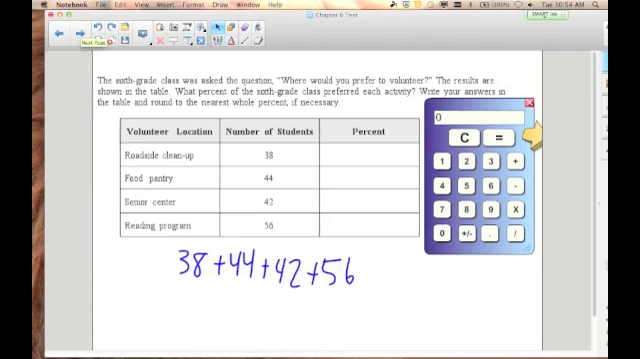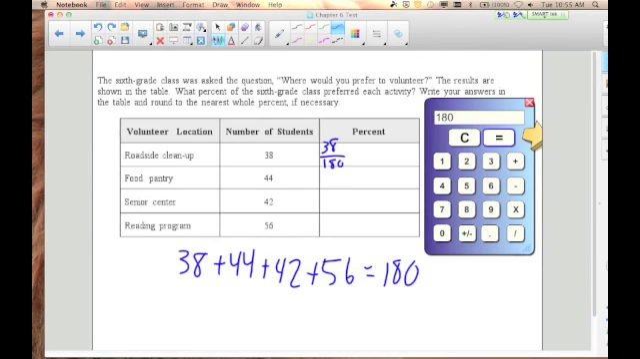For these problems, we are changing the number of students, and we're finding the percent. The first thing we need to do is find the total number of students. So we add up all of the numbers, all the students, and we get 180. Then we can write each of these as a fraction. So 38 over 180, 44 over 180, 42 over 180, 56 over 180. To turn a fraction into a percent, you take the top number and divide it by the bottom number, numerator divided by denominator, and you get a decimal. You can move the decimal point 2 spots to the right or multiply that by 100 to get the percentage.